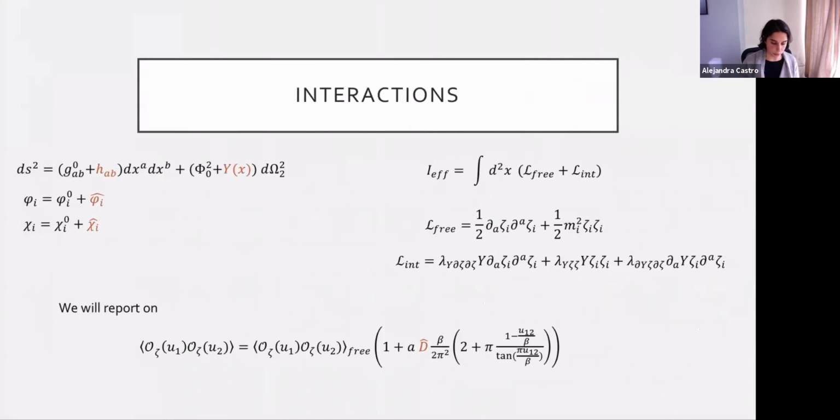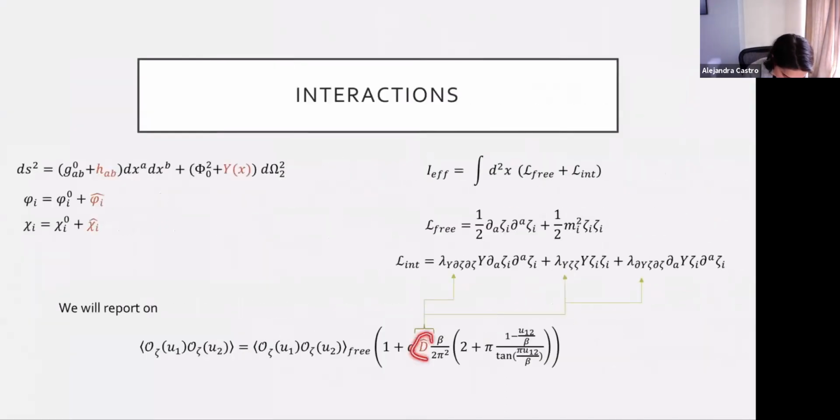So what we will report on is how these interactions affect the two-point functions of these operators. If you don't have the interactions, there's a free part for the two-point function, which I didn't write, but it's what you get if you just compute correlation functions on thermal AdS2. So we're also going to do this at finite temperature in AdS2. But then we're going to see what the roles of these interactions are. So the fact that you have these couplings, how do they affect the two-point function?